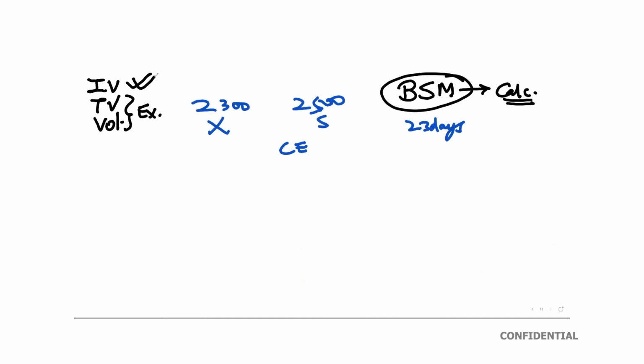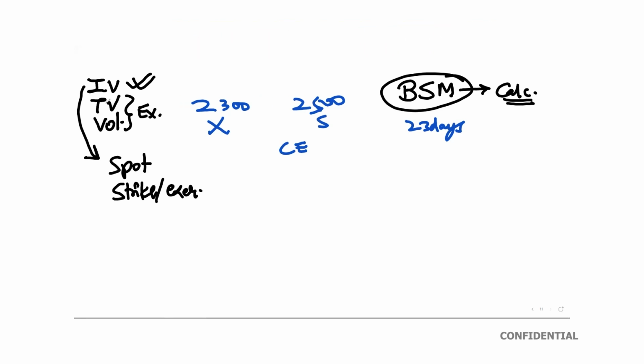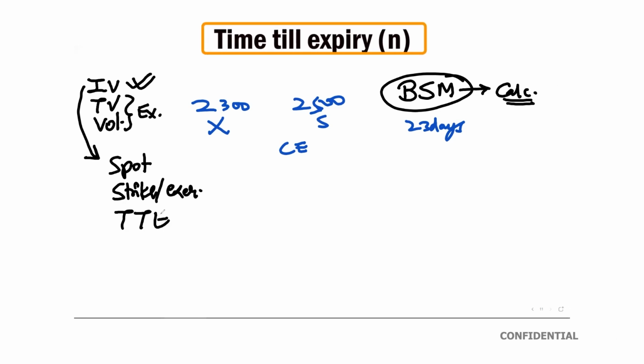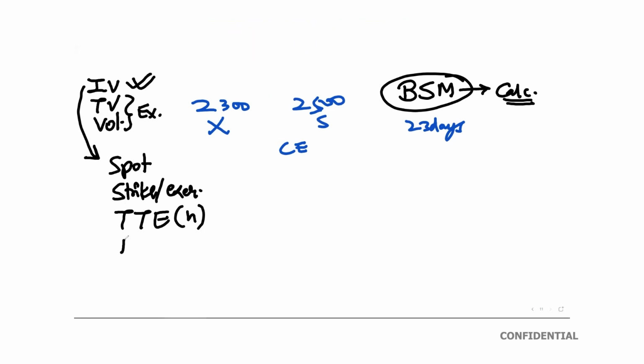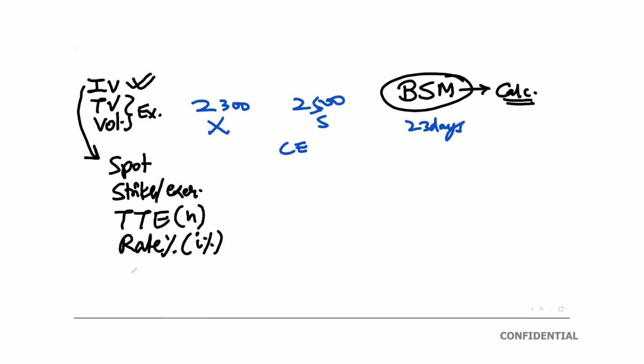Now, how do you know the intrinsic value? From the spot price and the strike price, or exercise price, which mean the same. These two words are the same. How would you know time value? Time value will depend upon the time till expiry, N, the period, and also upon the rate of interest you are taking, R%. How would you calculate volatility?